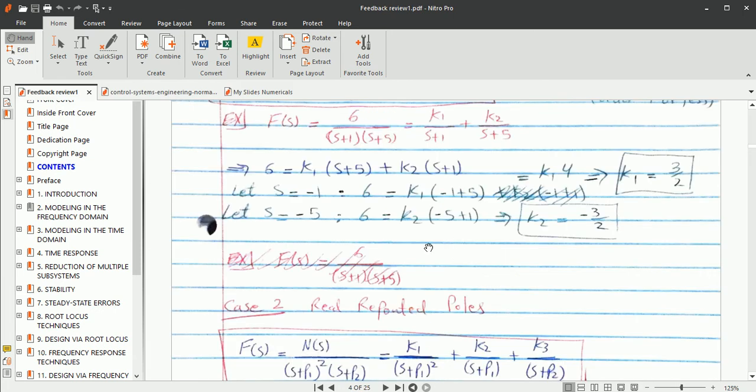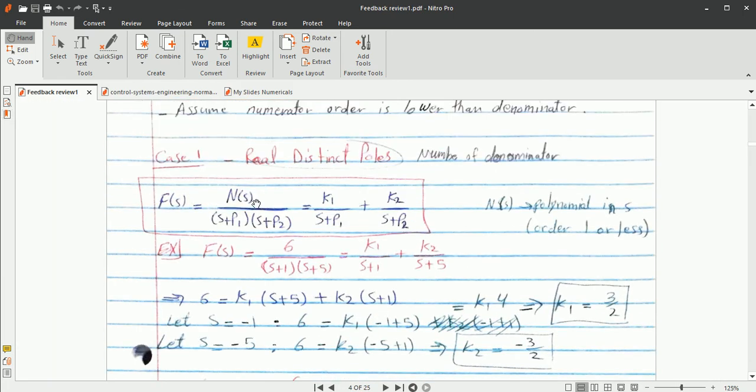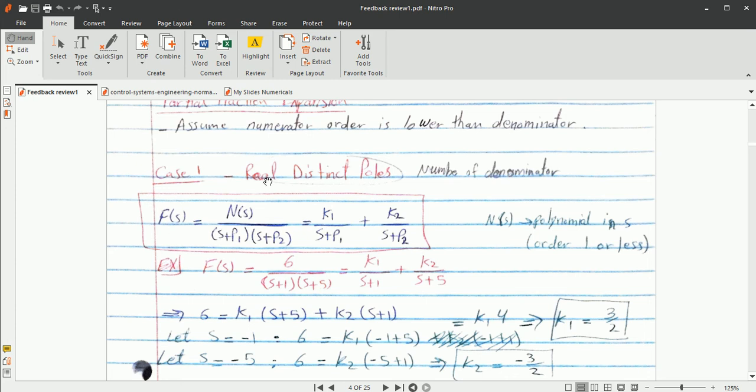Yes, your review. Now here we have F(s), the transfer function. It is N(s) over (s plus p1)(s plus p2). This is the case of real distinct poles. Real means these do not have any imaginary part, these do not have any oscillations. So it will be K1 over s plus p1 plus K2 over s plus p2.